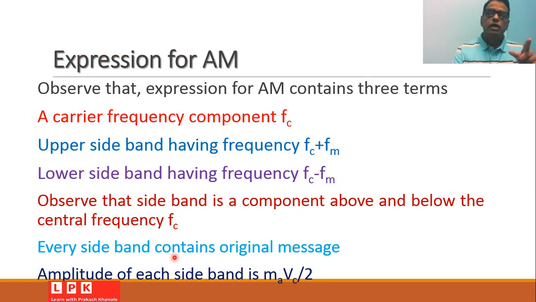Also, we understand that the sidebands have the same amplitude, and the amplitude of each sideband is Ma Vc by 2. So the maximum value of the modulation index is 1, and therefore the sideband amplitude can be Vc by 2 at most in the case of an amplitude modulated signal.